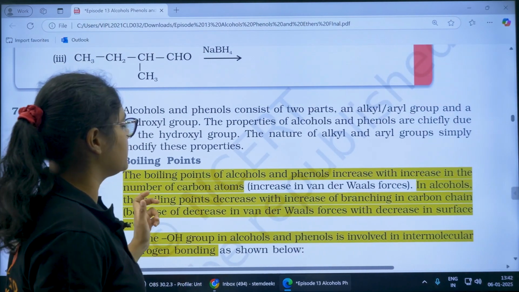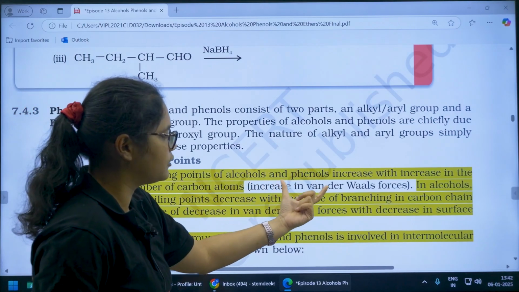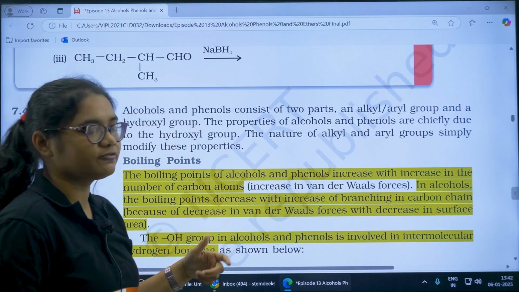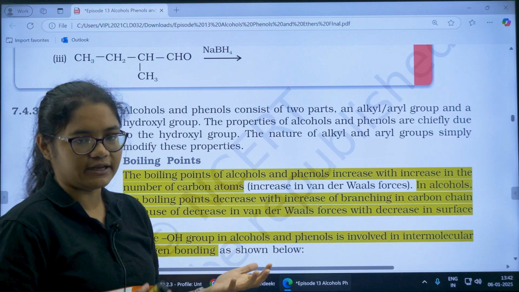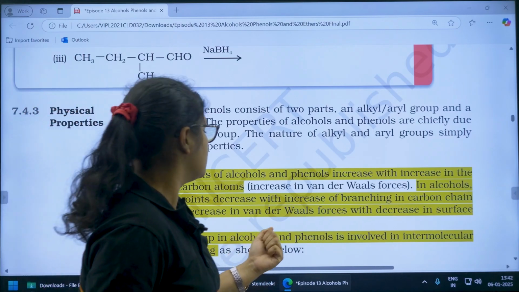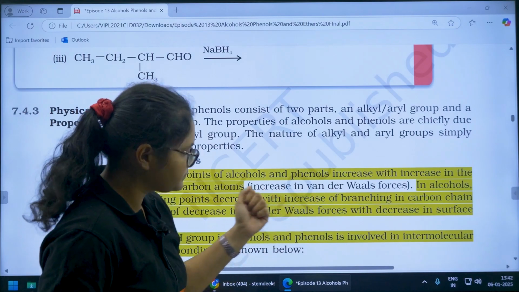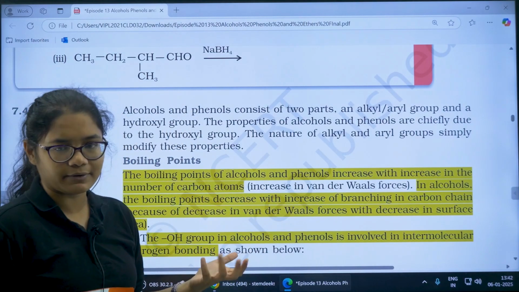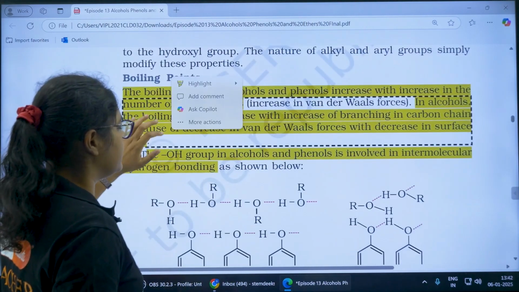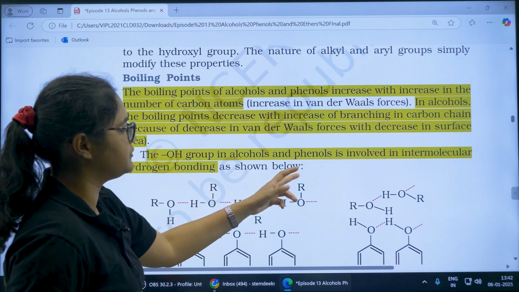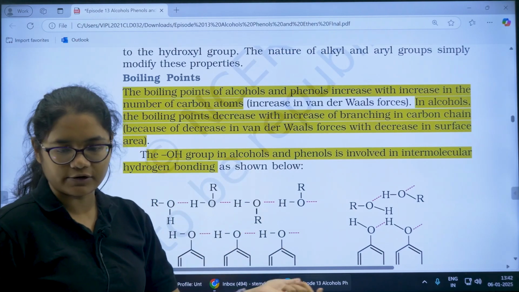Talking about boiling point, the boiling point of alcohols and phenols increases with the increase in number of carbon atoms. That is because of increase in van der Waals forces. Next, in alcohols the boiling point decreases with the increase of branching. This is just like haloalkanes and haloarenes. Next, the OH group in alcohols and phenols is involved in intermolecular hydrogen bonding.